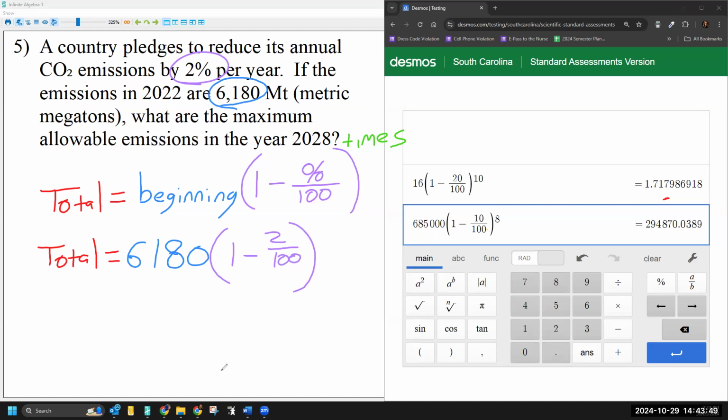Now, here's the problem. If I look at number 5, I see that number right there, right? But when did it start? It's in the beginning number. When did it start? What year? So if starting in 2022 and ending in 2028, how many years? So my T is 6. So be careful with the years. They do that all the time.